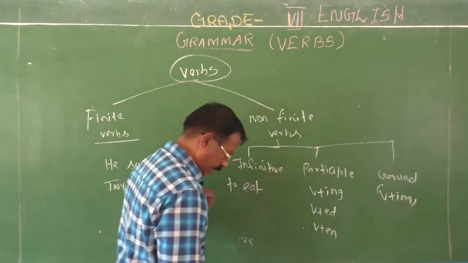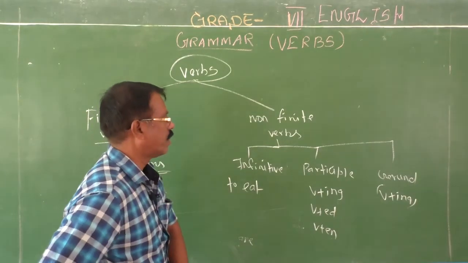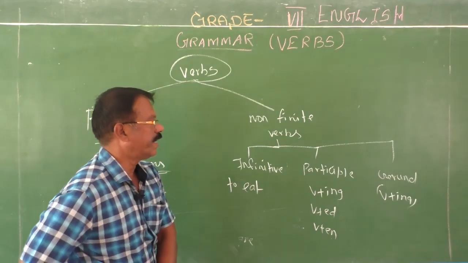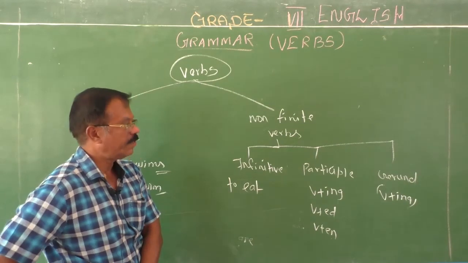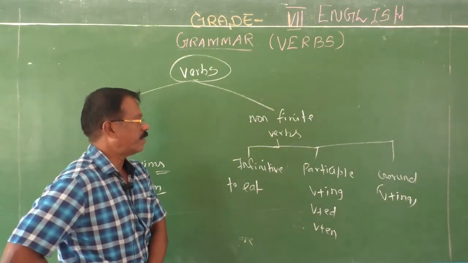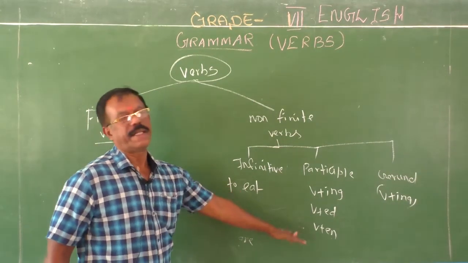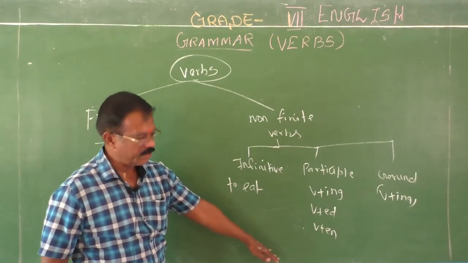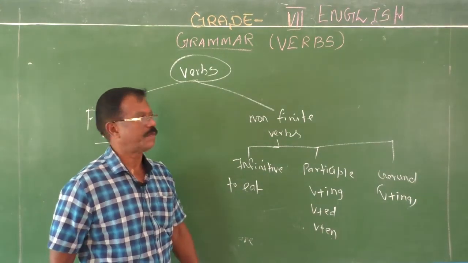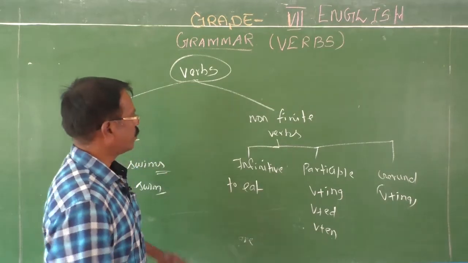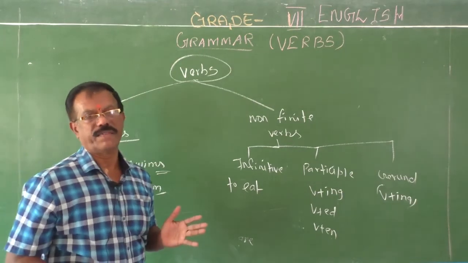The participle, verb plus ing, is also called verbal adjective, because it does the function of an adjective. Therefore it is called verbal adjective. The gerund, verb plus ing, is called verbal noun. It does the function of a noun, therefore it's called verbal noun. So this is another classification: finite verbs and non-finite verbs.